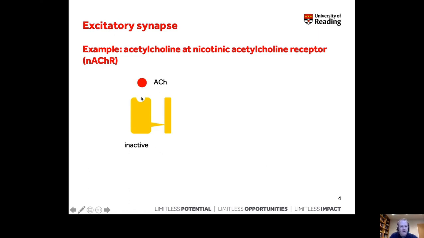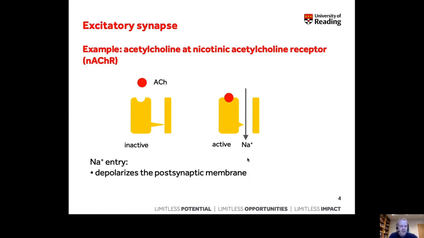What happens when acetylcholine comes in? Acetylcholine fits into its binding site, usually on the outside, an extracellular region of the receptor, and causes the gate to open, essentially. So acetylcholine going into its binding site opens the gate. Sodium, which is at higher concentration outside the cell, comes down its concentration gradient and causes a depolarization of the cell and excites the cell because the inside becomes more and more positive. So sodium entry depolarizes the postsynaptic membrane and causes an excitatory postsynaptic potential.